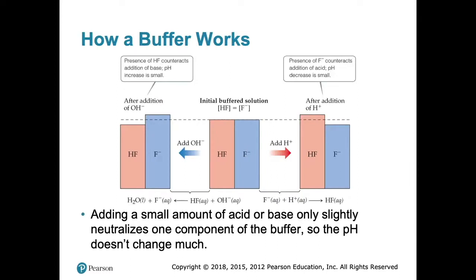All right, how does a buffer actually work? Well, practically what it does is that it makes it so that there's not huge changes in pH, right? The most common one, and you carry it around in your bodies all the time, is the reason why you're alive right now. It's called the carbonate bicarbonate buffering system in your blood.